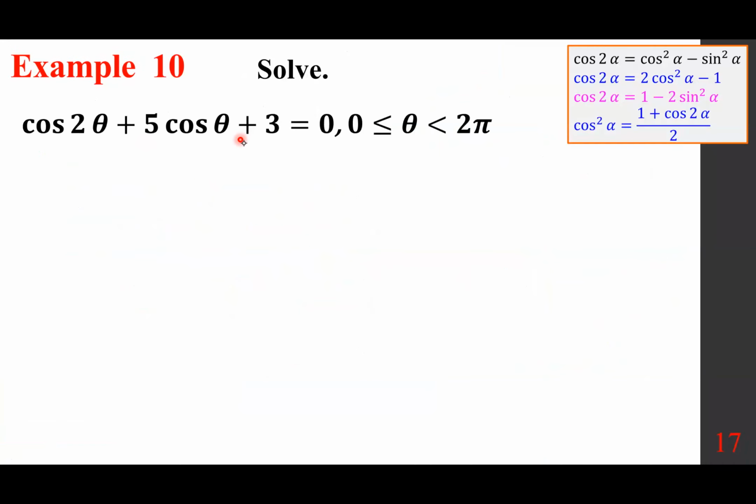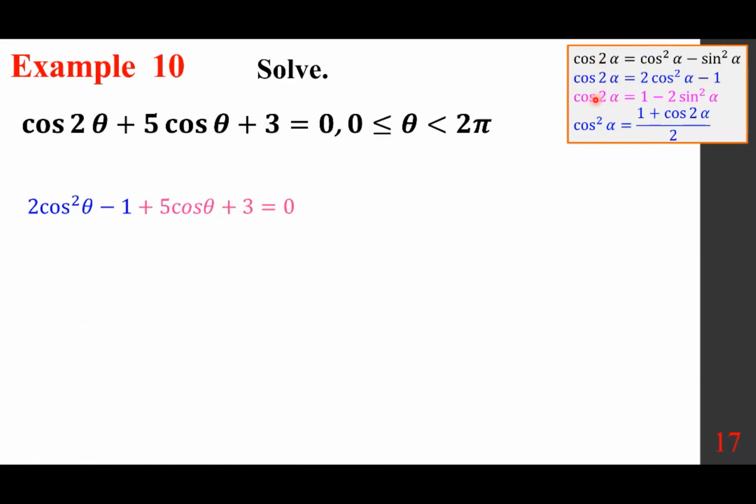Cosine 2 theta plus 5 cosine theta plus 3 equals 0. We want to solve that. Remember, cosine 2 alpha, there are 3 ways. I can't use that because I have 5 cosine theta plus 3. I'm concerned with this one. And I can't use this one either. I want to use the one in the middle because cosine of 2 alpha involves cosine only. So 2 cosine squared alpha minus 1. I'm going to replace this with 2 cosine squared theta minus 1. Again, 3 different identities. Use the one that works easily.